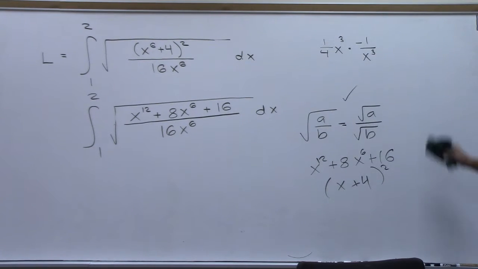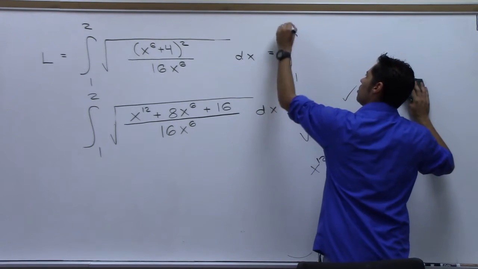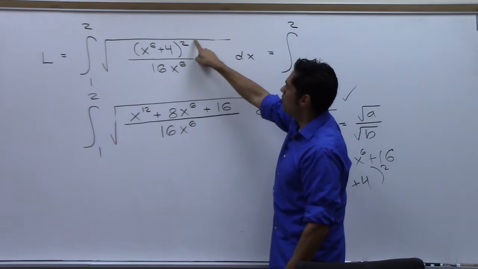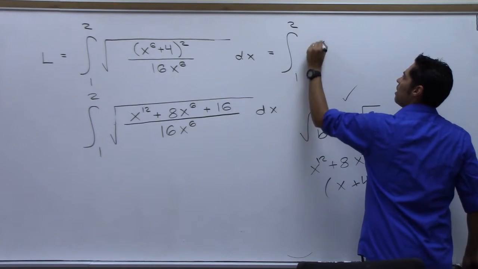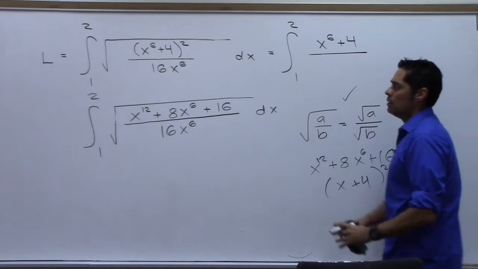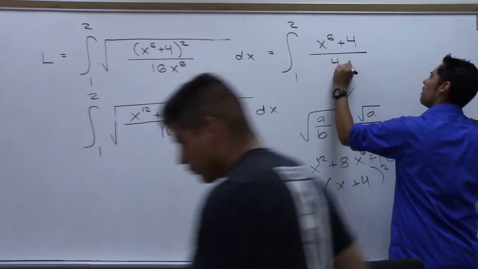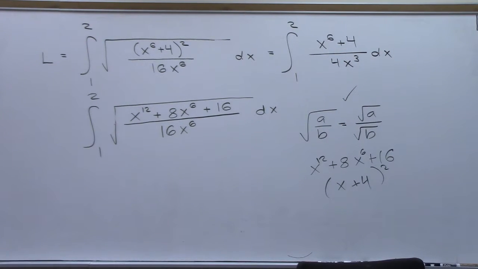Questions? Okay, so this just becomes now integral 1 to 2. Now let's split it into 2 square roots. What's the square root of something squared? It just goes away, so we just get x to the 6th plus 4 on top, right? Over the square root of the bottom, 4x to the 3rd. That's much better. What can you do with that?